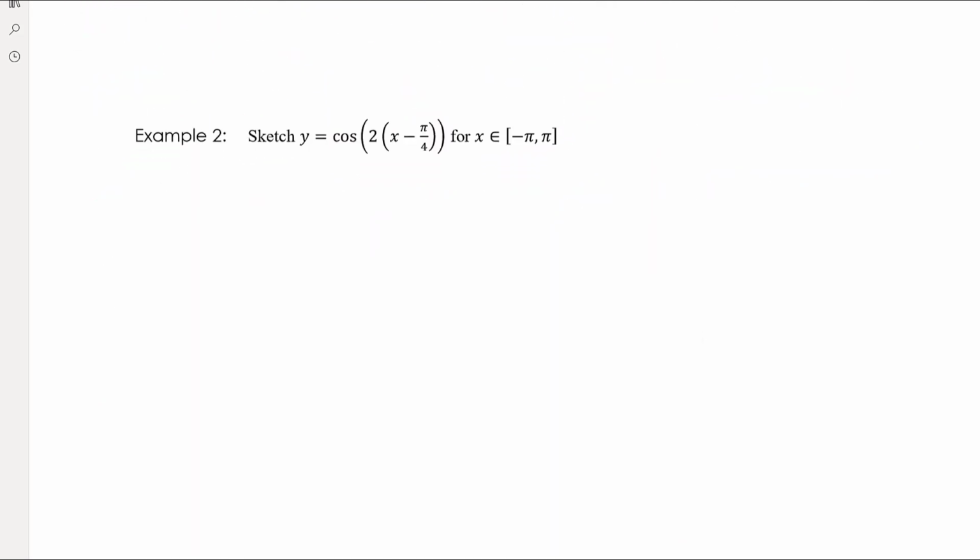Sketch the graph of y equals cos of 2 times x minus pi on 4 between negative pi and pi. Okay, let's think everything through. We want to think through our shape. It's a positive cos graph, which means it starts at the top and finishes at the top.